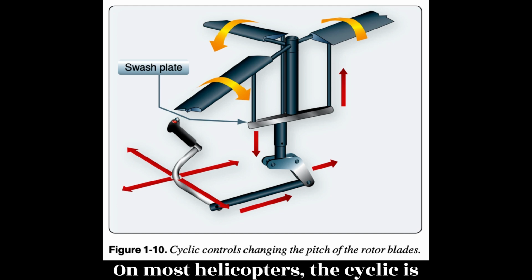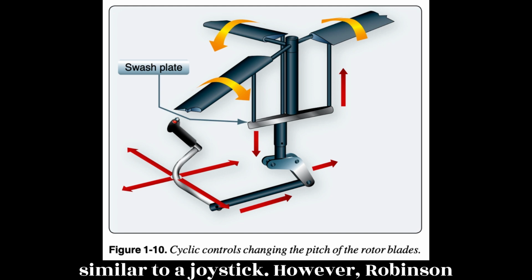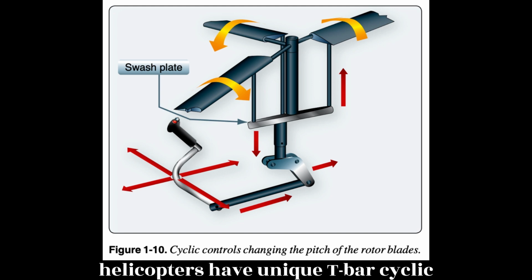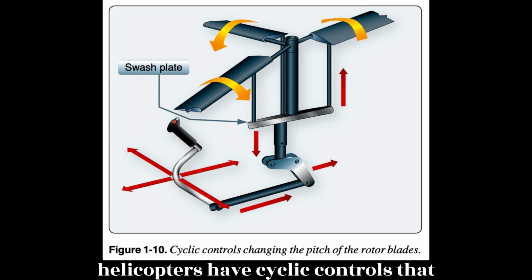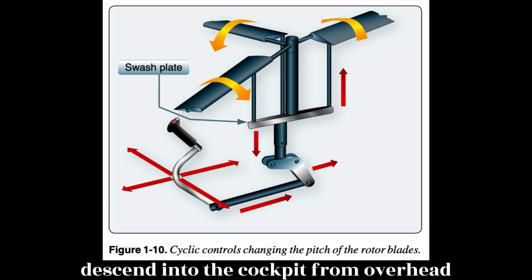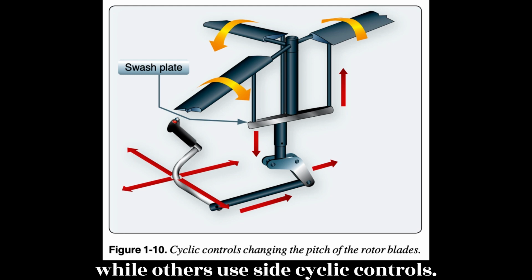On most helicopters, the cyclic is similar to a joystick. However, Robinson helicopters have unique T-bar cyclic control systems. A few helicopters have cyclic controls that descend into the cockpit from overhead, while others use side cyclic controls.